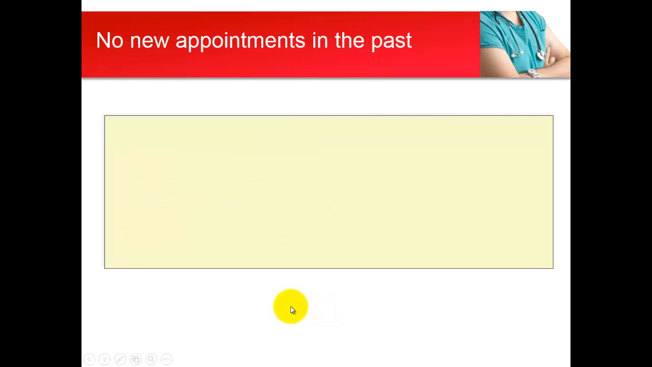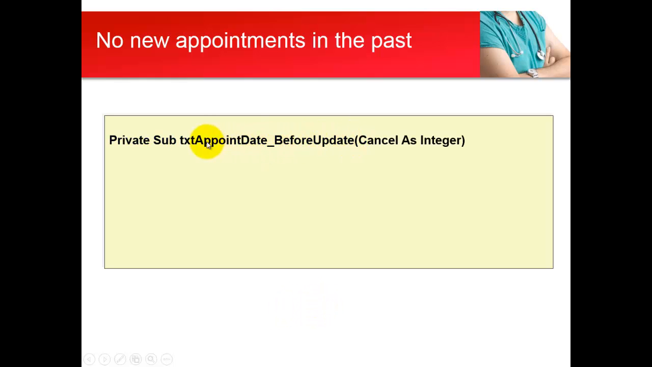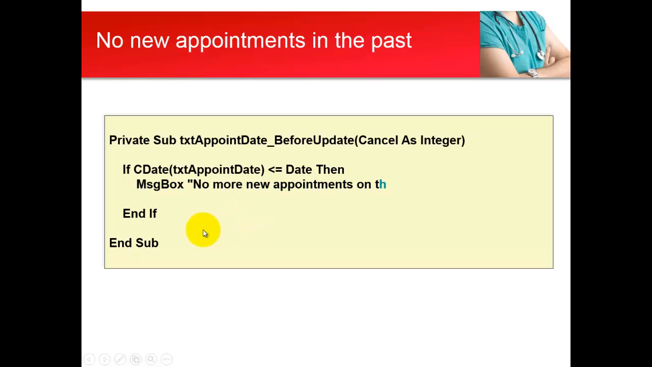If there are no new appointments in the past, then in the before update event, if the appointment date is today or tomorrow or in the future, we have to make sure that you cannot make new appointments in the past, of course. So if the text appointment date, which is a string, so convert it with a converter, cDate, if that is less than today's date, then we tell the user, sorry, no more new appointments on this date, because it's in the past.